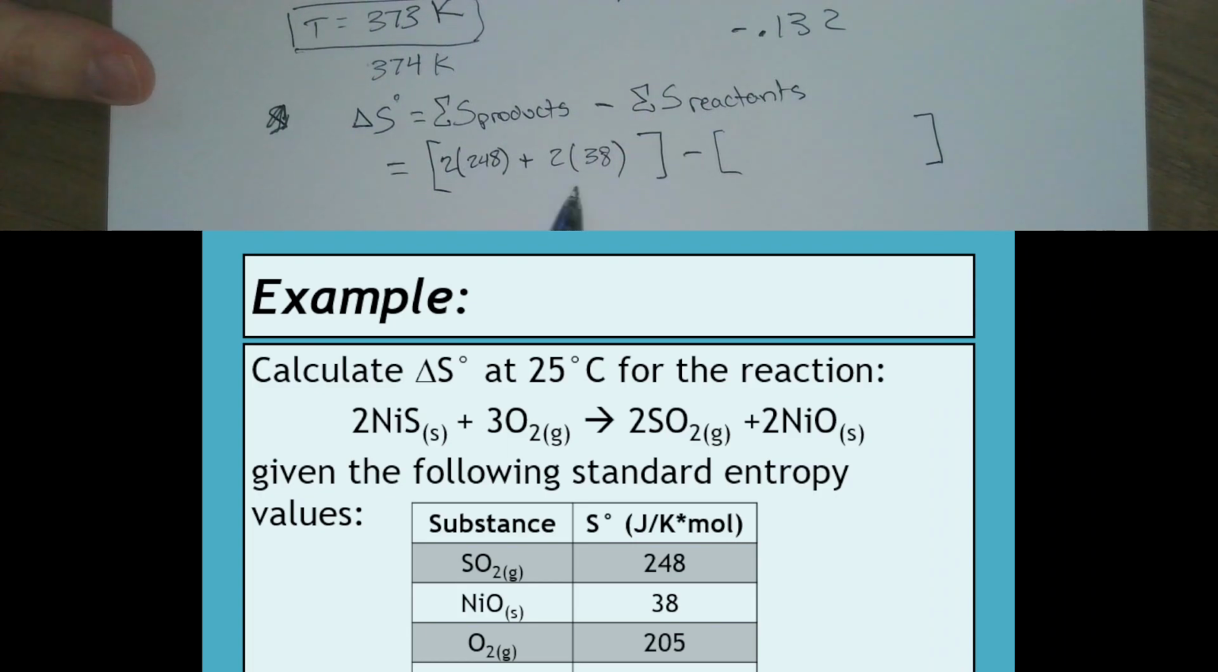That's what my product side looks like. I just take the number of moles in the reaction, so they both have a 2, so I'm multiplying their numbers by 2. And then I just find their number on the chart.